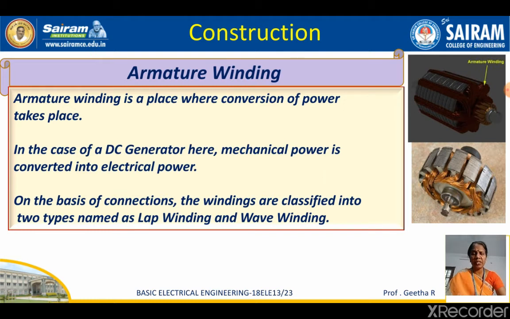On the basis of connections, the windings are classified into two types, one as the lap winding, another one as the wave winding. The method by which the winding is placed or connected, accordingly, this can be classified as lap winding and wave winding.